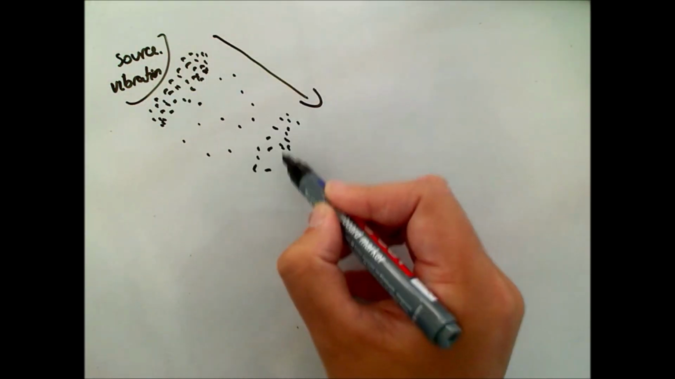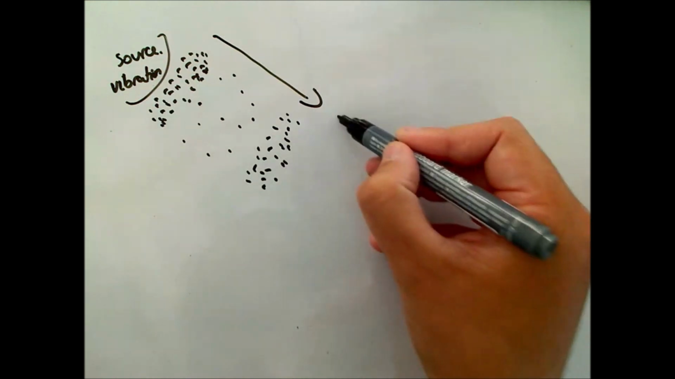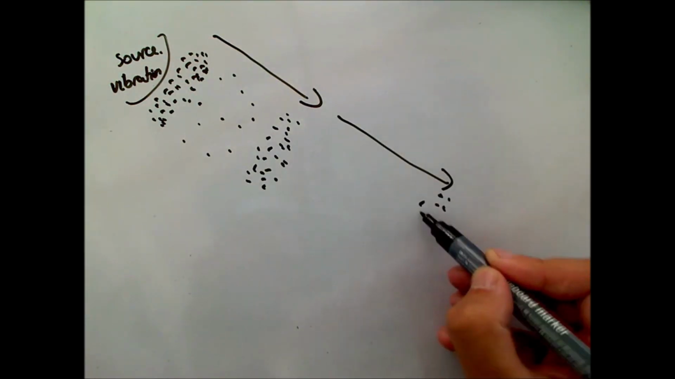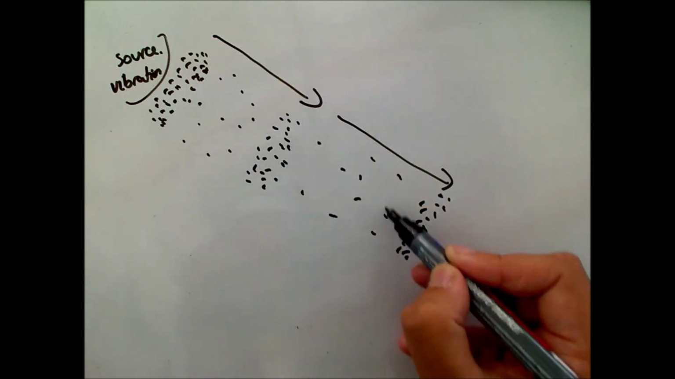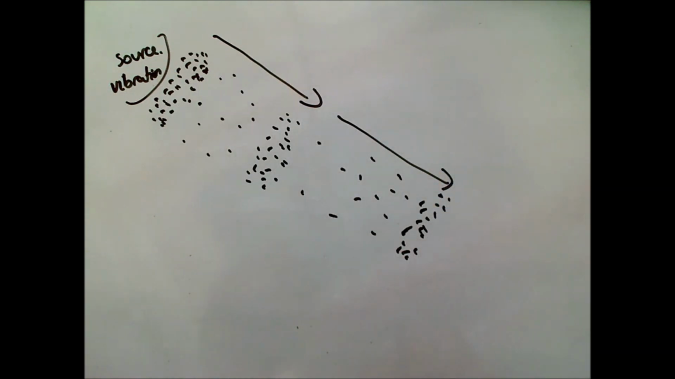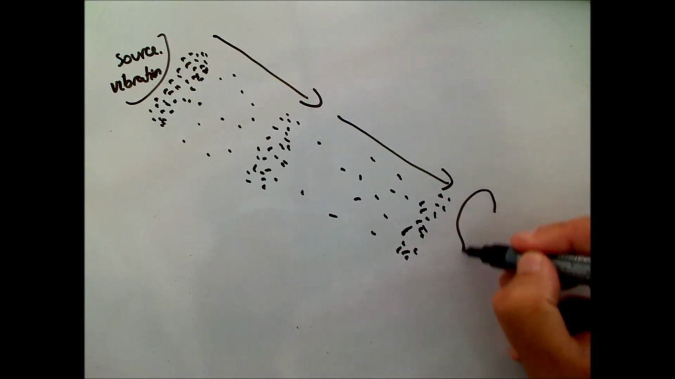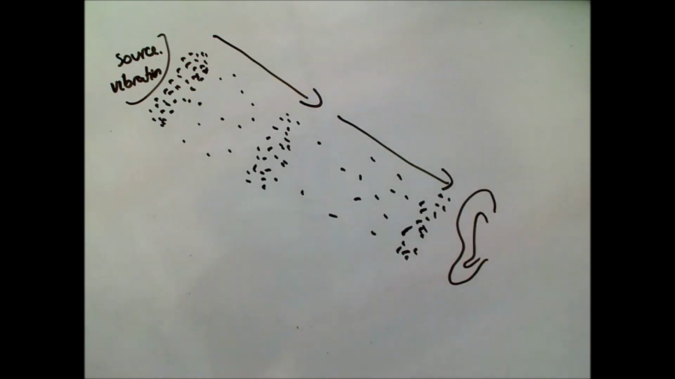So this is it a little bit later, and so on. So that sound wave is moving across to eventually where it ends up in your ear. And that's the best picture of an ear I can do.